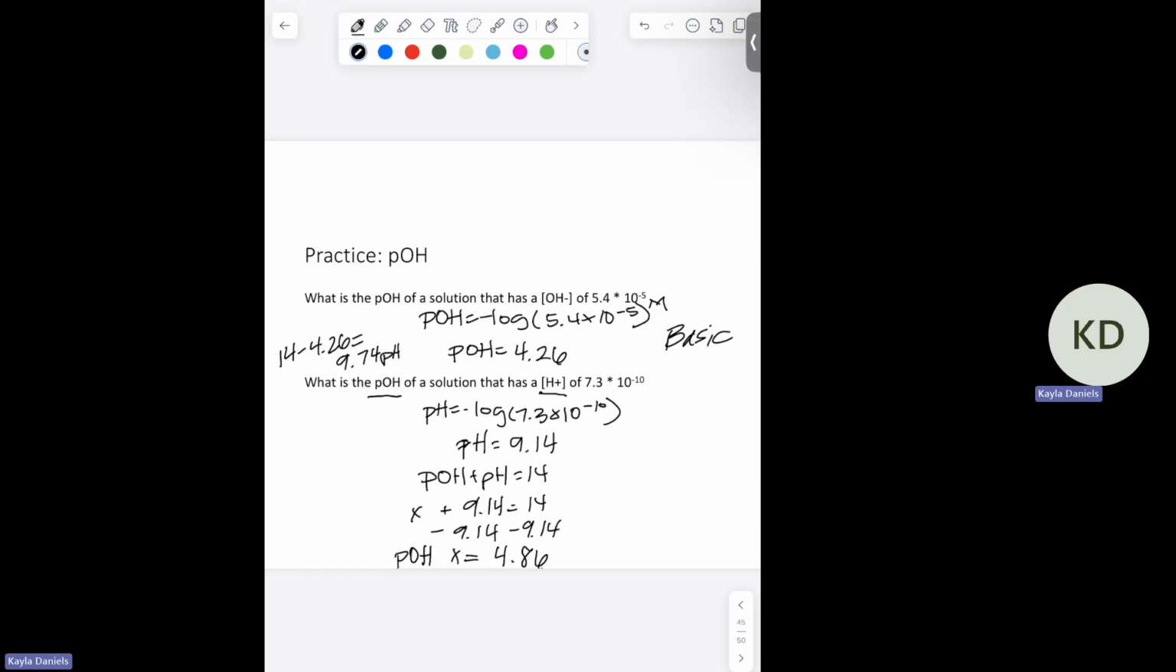But if they ask me if the solution is acidic or basic, I would be looking at the pH here, putting that on the scale. So again, it's in the 9, so that's basic. Okay.